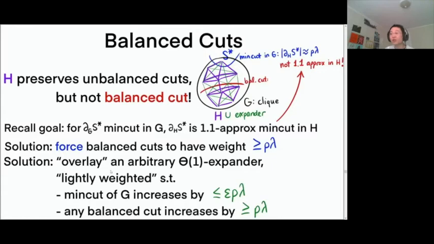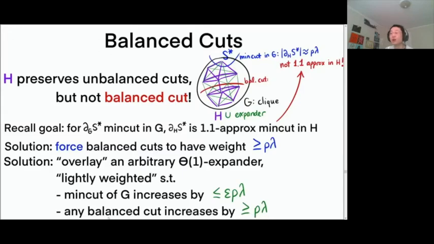So how do we accomplish this? We essentially overlay some arbitrary expander onto the graph. So we take the sparsifier H and we union it with some arbitrary expander, and we weight it in such a way that the mincut of G increases by a relatively small amount, here by epsilon p lambda, which is just epsilon times its size in H. But any balanced cut increases by a much larger quantity, by p times lambda.